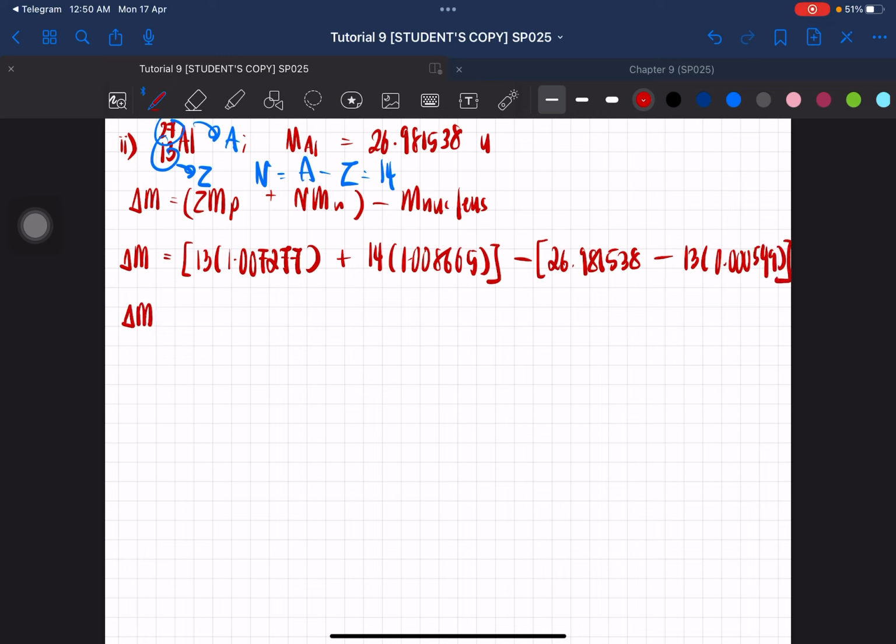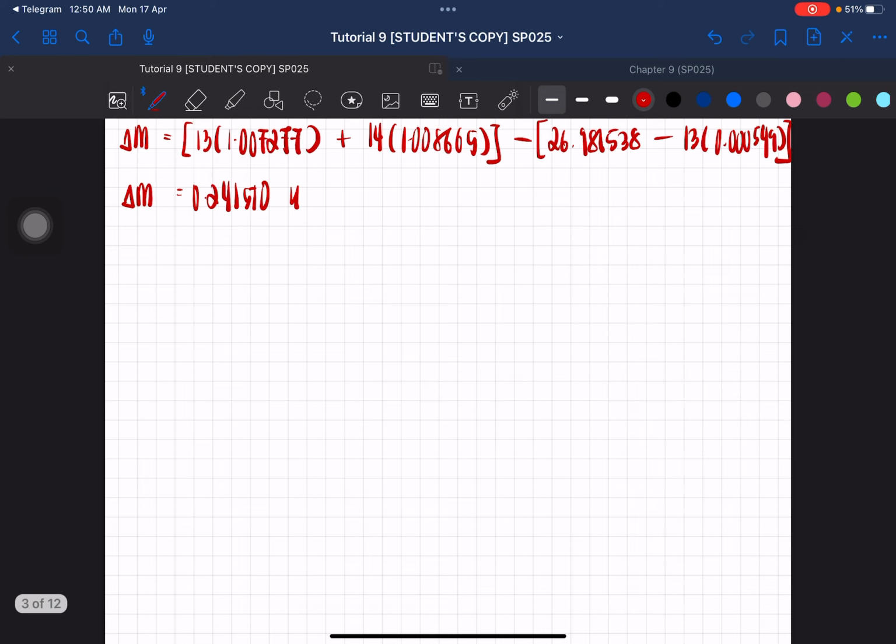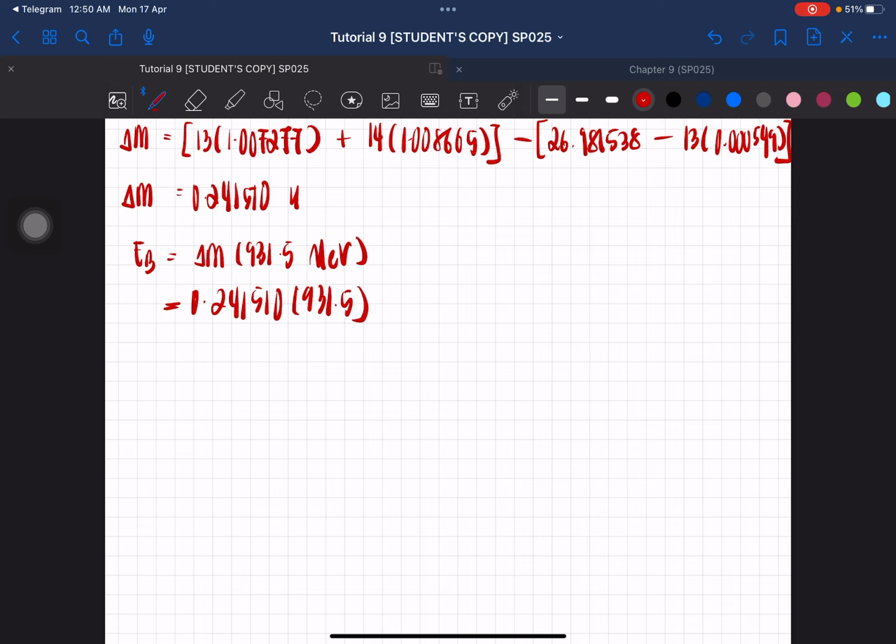Okay, so delta M, kamu akan dapat 0.241510 U. Okay, so that is the mass defect. Lepas tu kita perlu cari binding energy. So binding energy, kalau dalam mega electron volt, I would just do it as like this. Okay, so yang ini 0.241510 times 931.5. So you will get 225 mega electron volt.